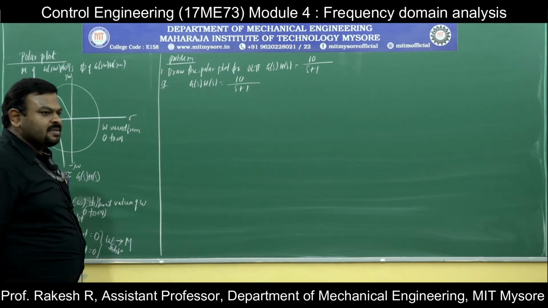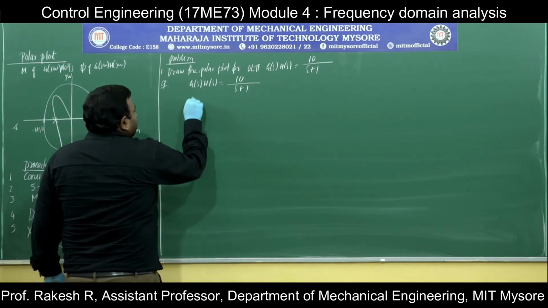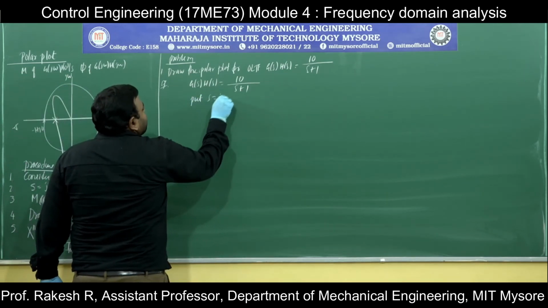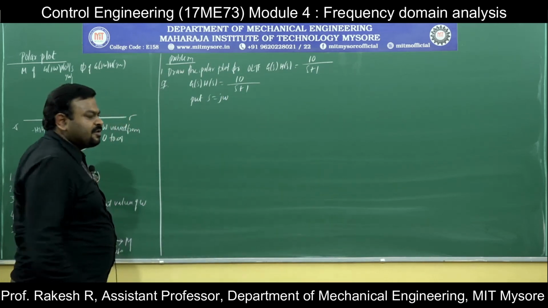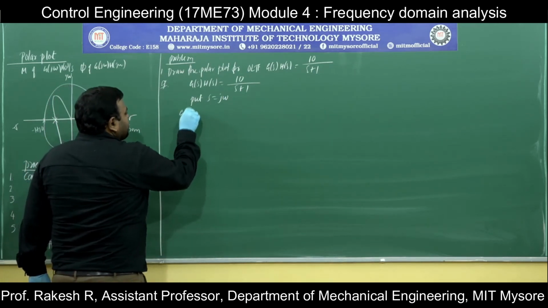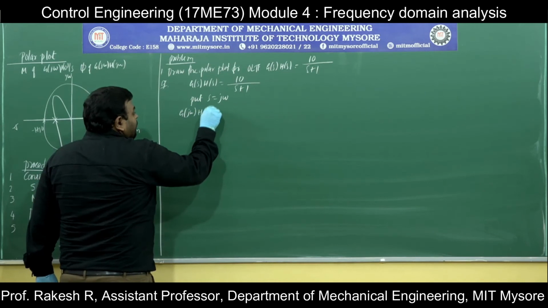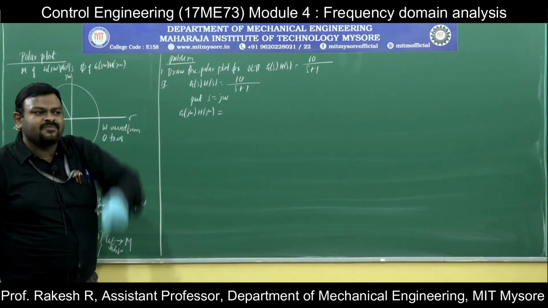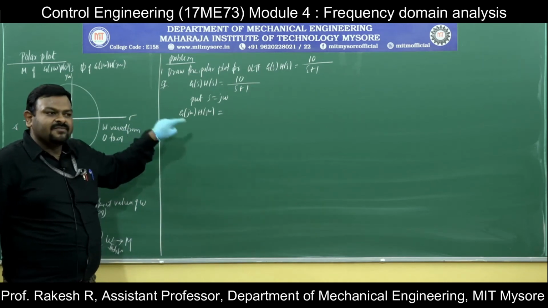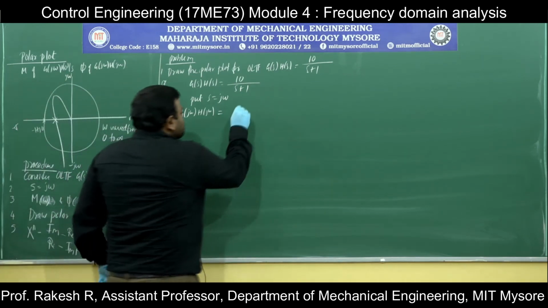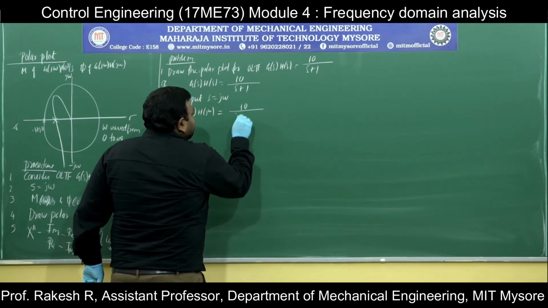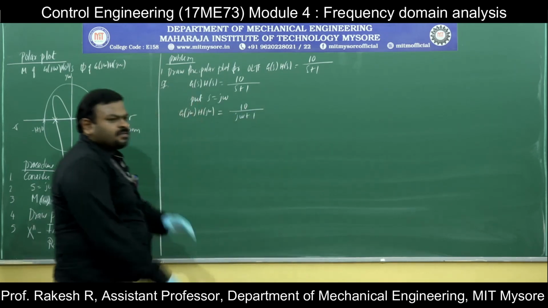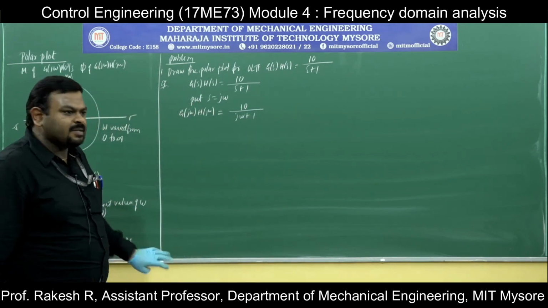After this, replace or put s is equal to j omega. If you put s is equal to j omega, you get G of j omega H of j omega. What is this? It is the frequency response function, a very important thing. So it is 10 divided by j omega plus 1. Second step over. What is the third step?